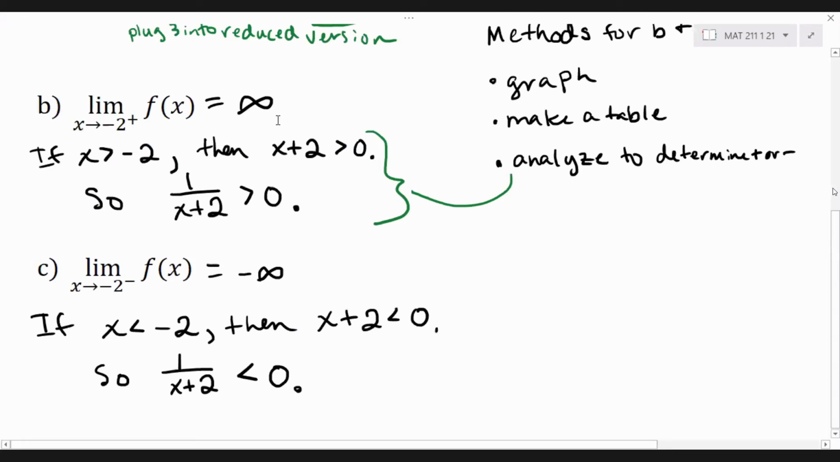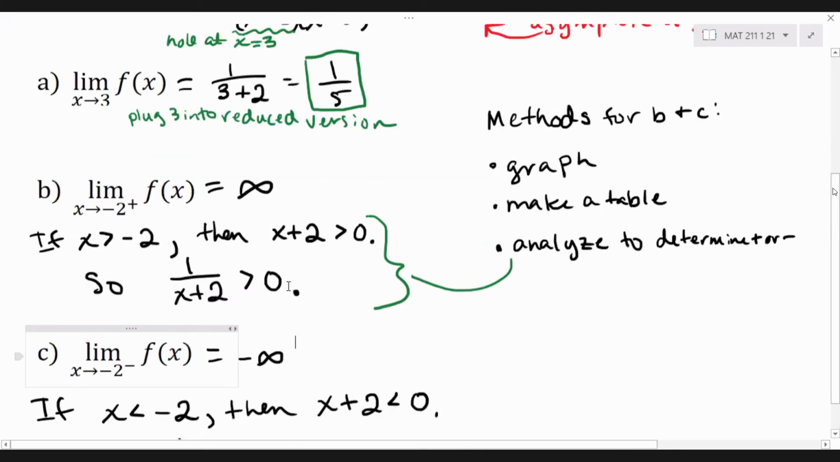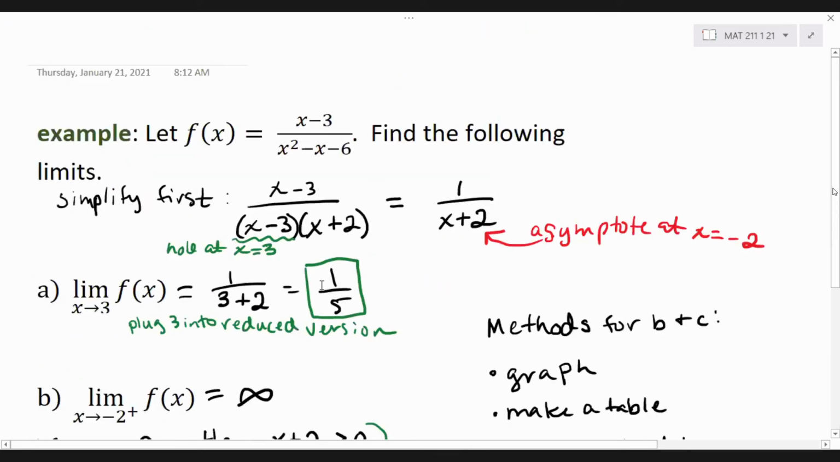And these infinite limits, these ones that are going towards infinity or negative infinity, are the only ones that I'll accept graphing as an answer. All of the other ones can be done algebraically, like this one. We reduce and then plug in.